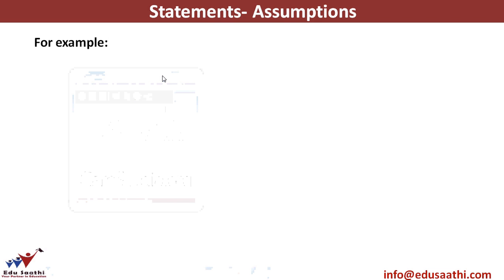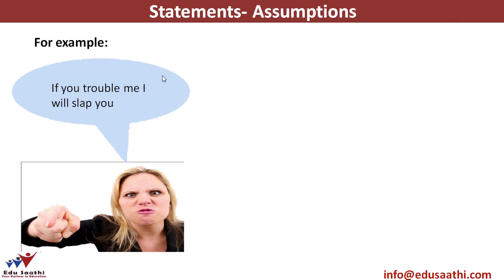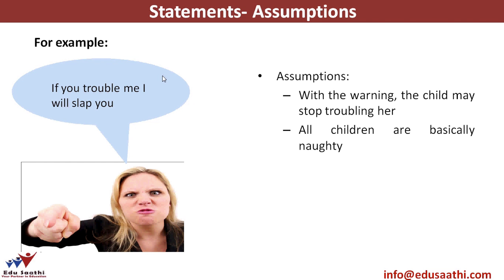So let us look at a few examples of this topic. There's an angry lady. She's telling a kid, if you trouble me, I will slap you. So a warning from a teacher to a student or a small kid, if you trouble me, I will slap you. Your job is to find the assumption of this lady. What is she thinking while she has said this sentence?